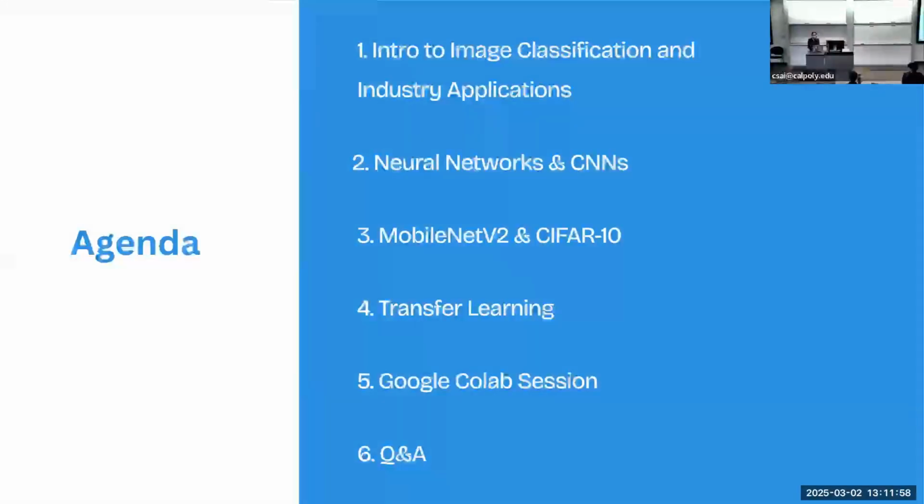What we're going to do is start by defining what image classification is, and then look at some real-world applications for it across different industries. Then we'll cover the basics of neural networks and convolutional neural networks, and a data set that we're going to use. Then we're going to learn what transfer learning is, and apply that in a Google Colab session.